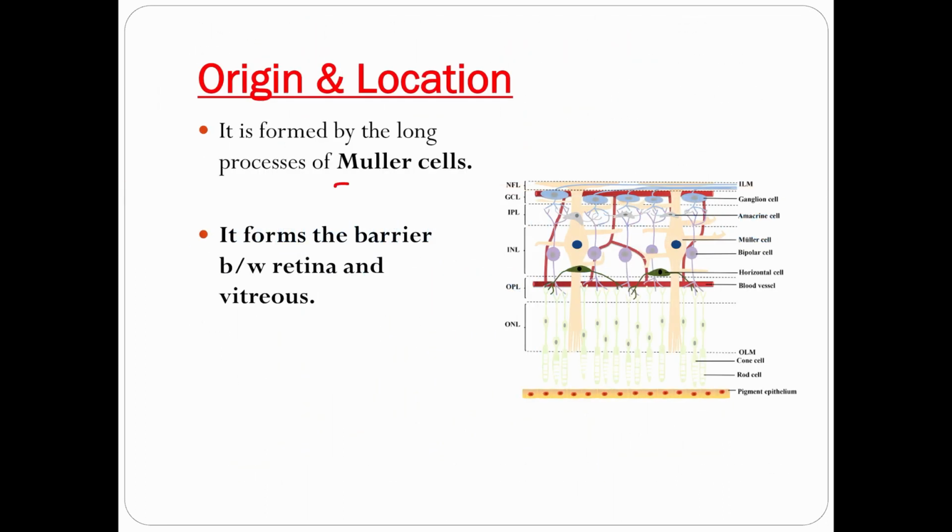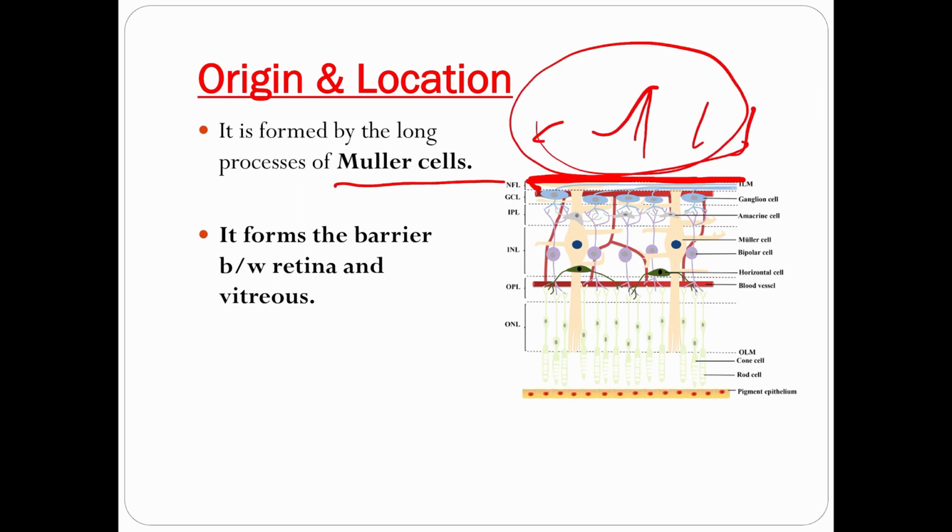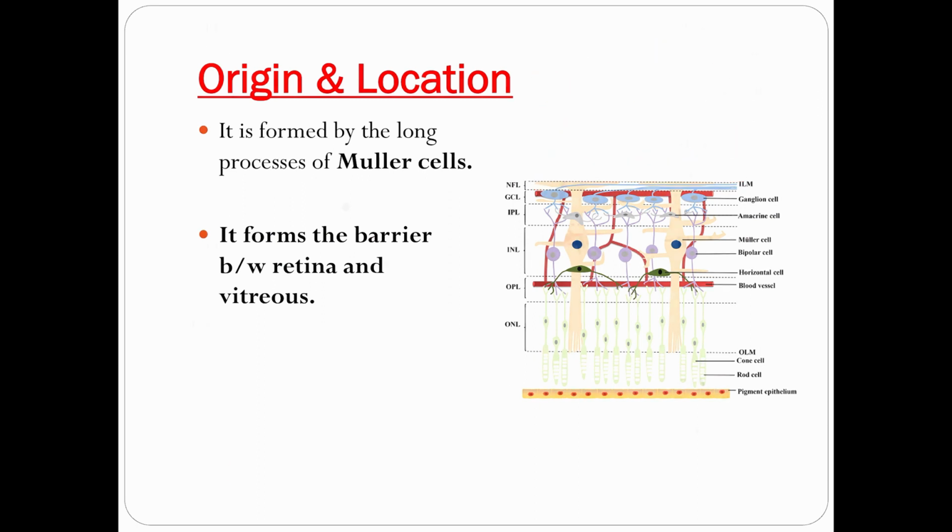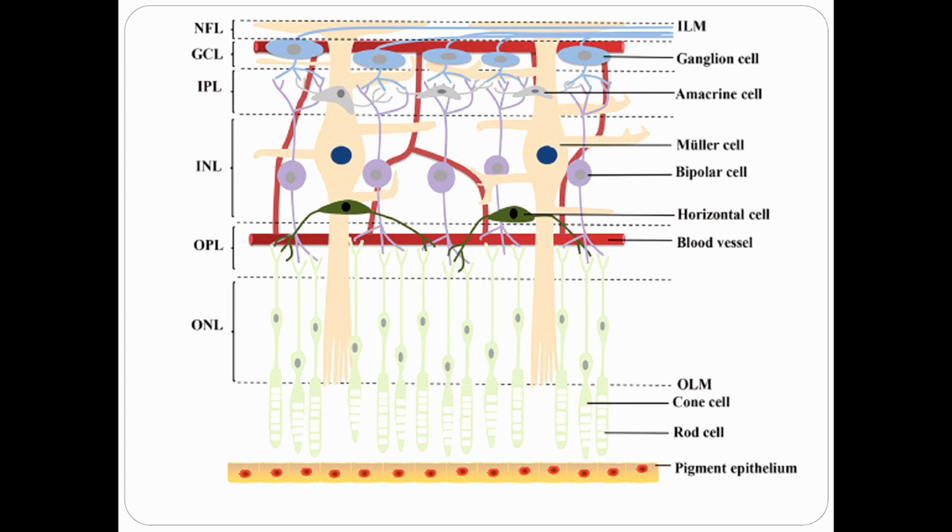So, the inner limiting membrane, I have already told you, forms the barrier between the vitreous and the retina, because here is the vitreous. Now, as far as this is concerned, we have told you there are tight junctions here, also the outer limiting membrane was there, OLM. So, this atmosphere was totally prevented from any assault from inside and even from outside.